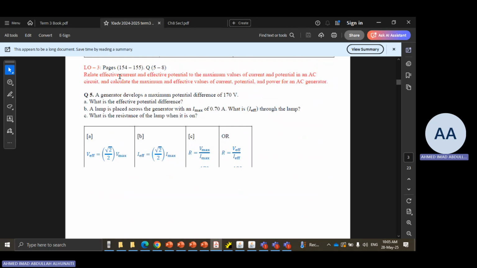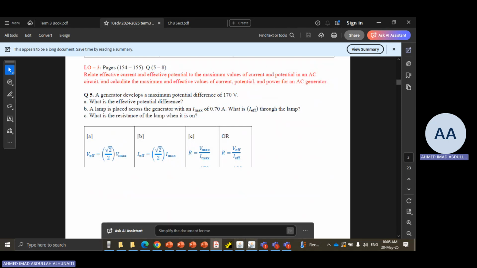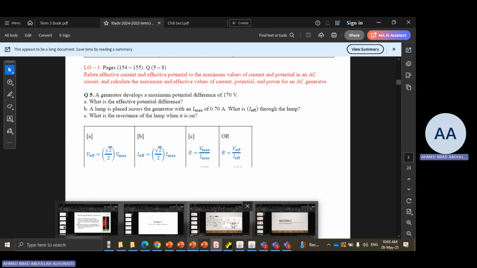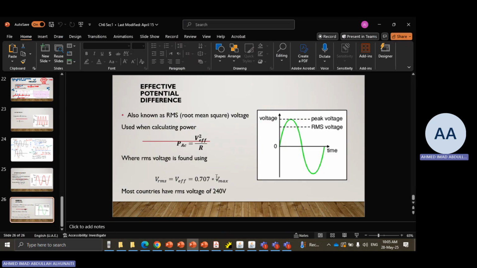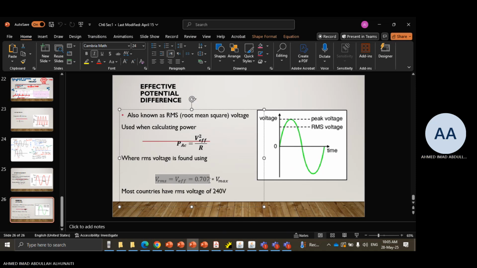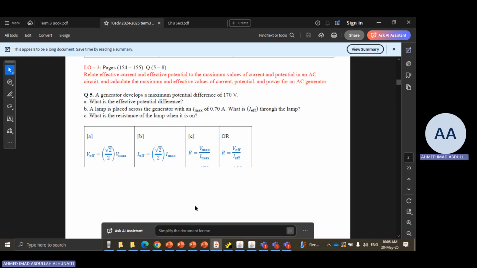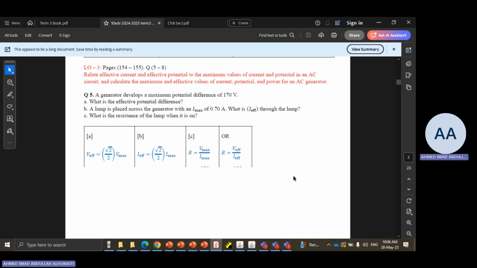It's the same. So that's how you find effective current. And the same is true for effective voltage or effective potential difference. The VRMS, you find it the same way. You take the peak voltage, which is the maximum voltage, and you multiply it by 0.707 and calculate maximum effective values, current, potential difference, and power for an AC generator.